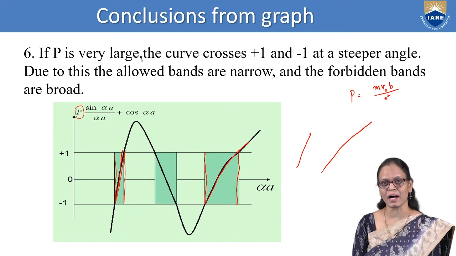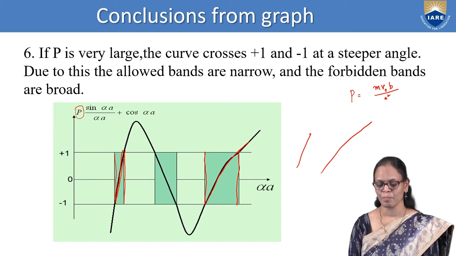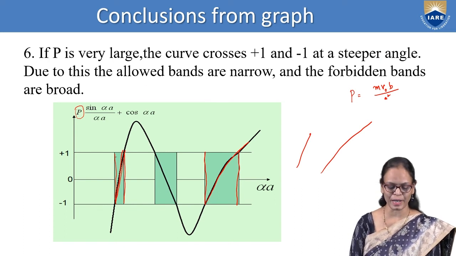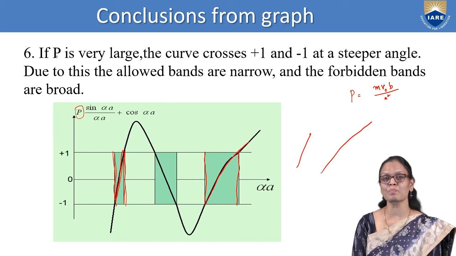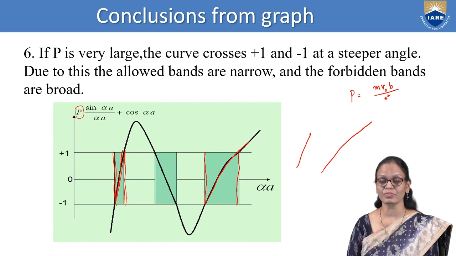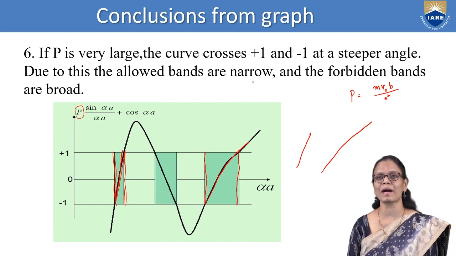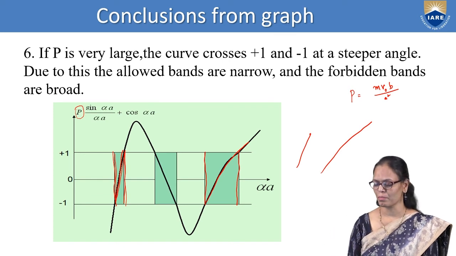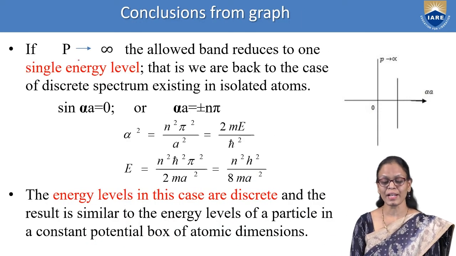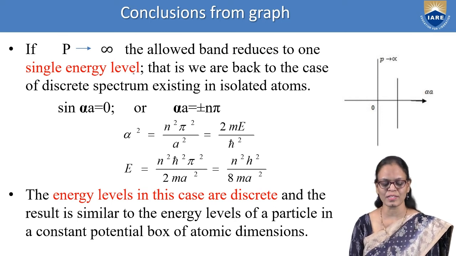So if P is large, the curve crosses +1 and -1 at a steeper angle. And because it crosses at a steeper angle, the width of the band is less. Means what we are trying to understand, as P increases, the width of the allowed bands keeps on decreasing. So due to this, the allowed bands are narrow and the forbidden bands are broad with the increasing value of the scattering power. Here we are talking about the barrier. And as P tends to infinity, the allowed band reduces to one single level.